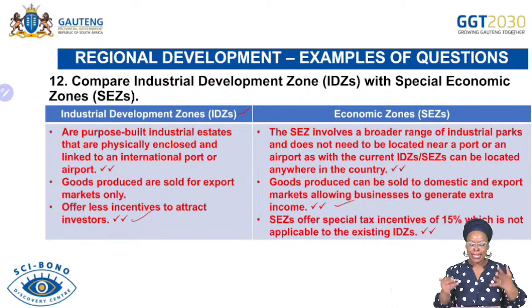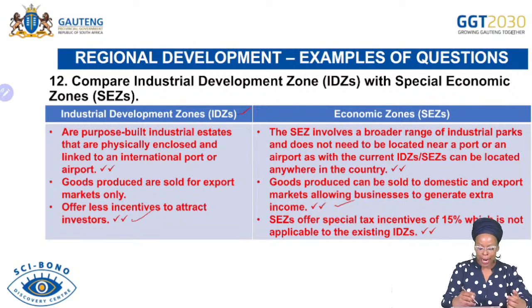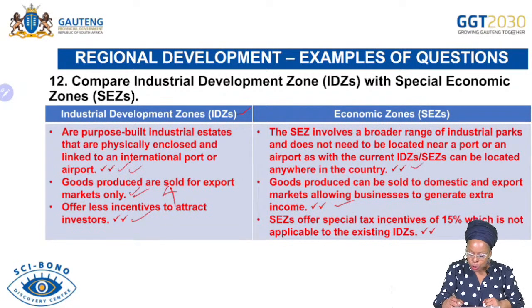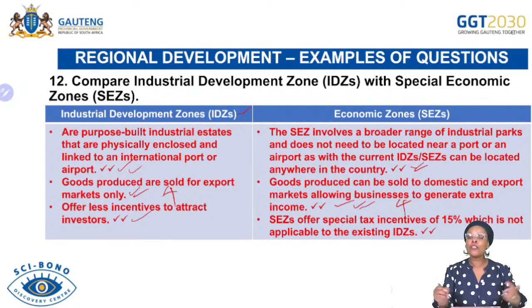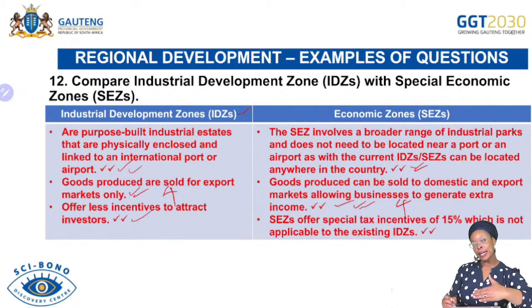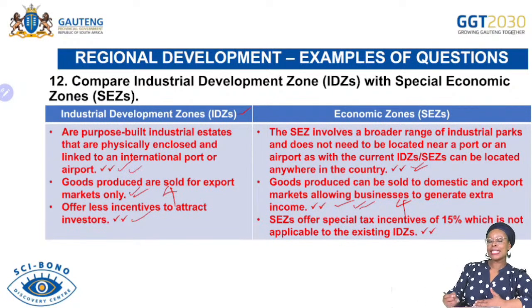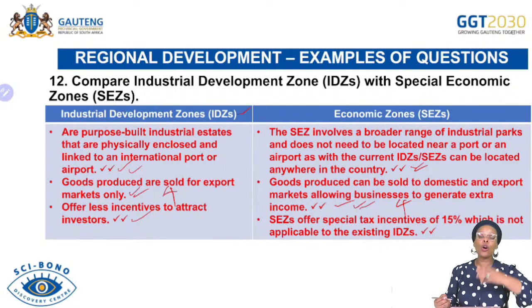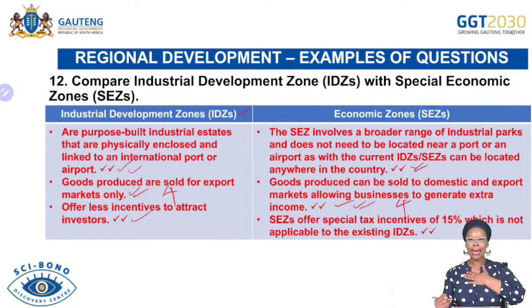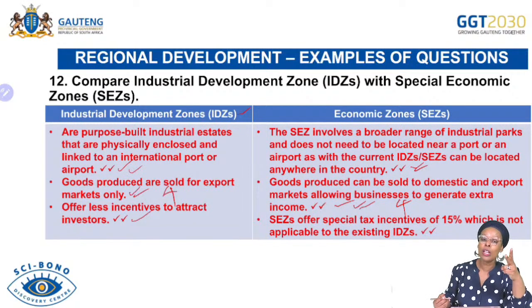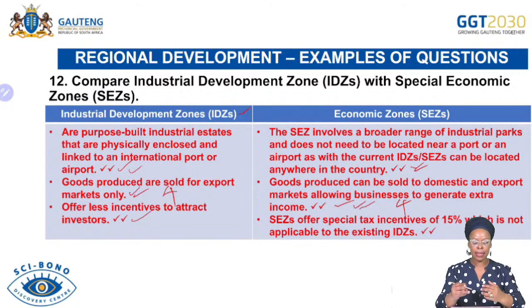But because it's an 8-mark question, 2 points for industrial development zone will be required. 2, you get your 4 this side, and 2, you get your 4. 4 plus 4 is 8. If you give us only 4 points for industrial development zone, you didn't show us the difference. If I'm a marker, I will only mark 2 because you didn't show us the comparison.